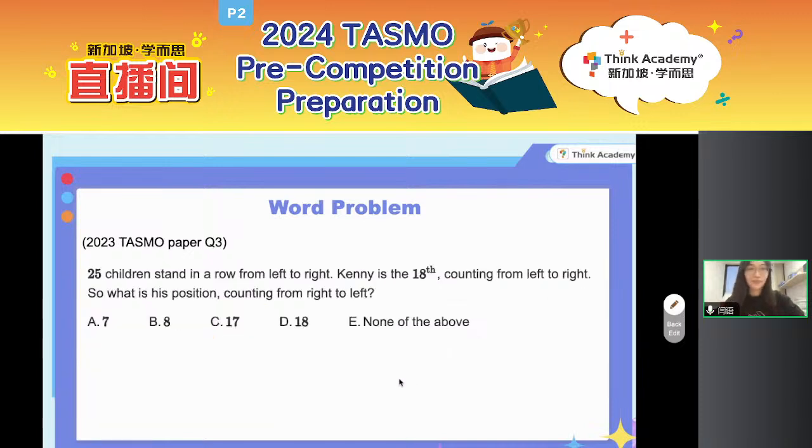Okay. Next one, queuing problem. 25 children stand in a row from left to right. Kenny is the 18th, counting from left to right. So what is his position counting from right to left? Which one?